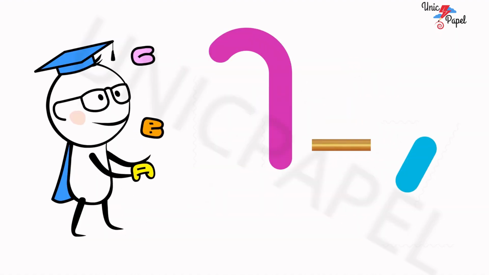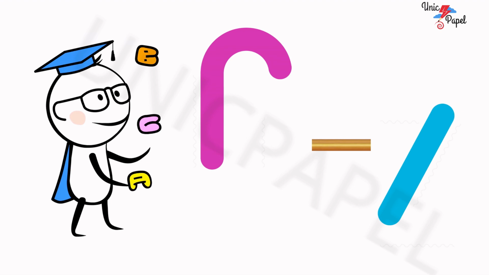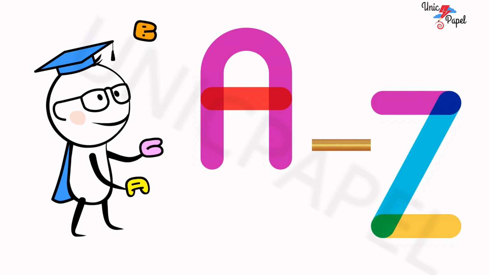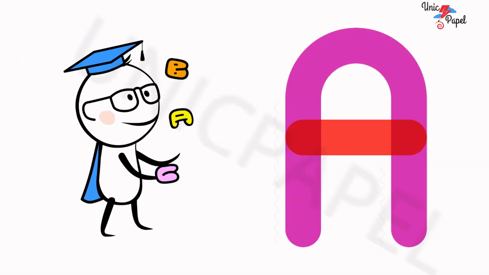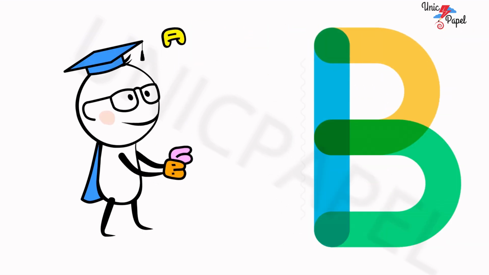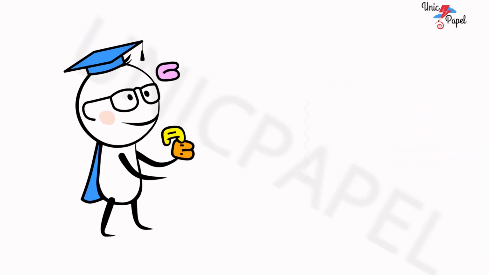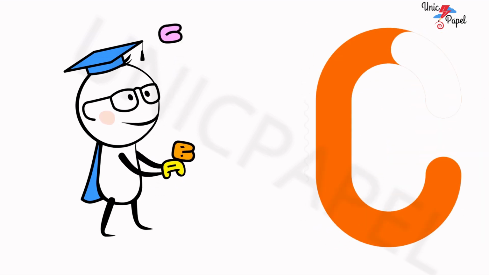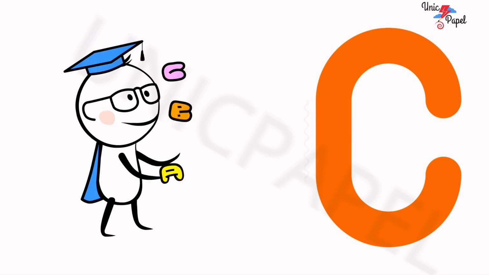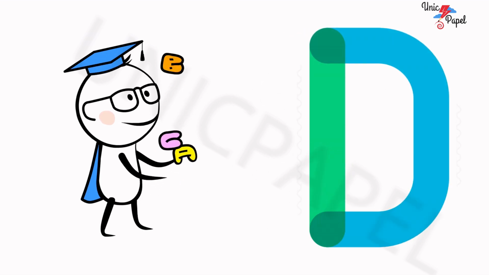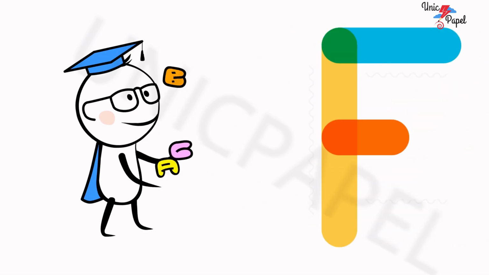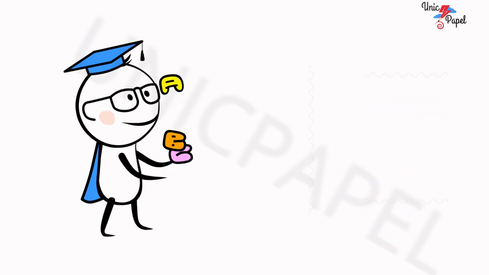Hi everyone! Today we are going to learn about juggling color alphabets. A. It's a A. B. It's a B. C. It's a C. D. It's a D. E. It's a E.